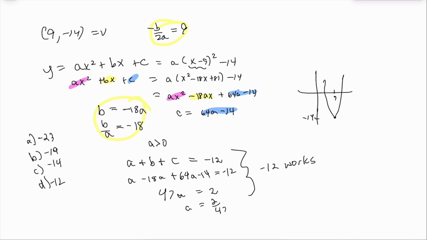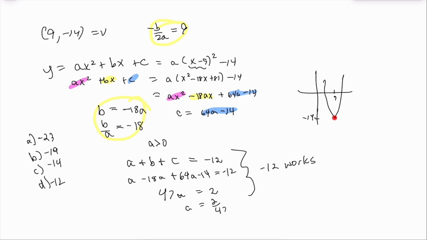If you multiply that out and you line things up, the x squared term doesn't tell you much. The bx is equal to negative 18ax. That gives you the same thing that the vertex formula gives you. And then we have this c is 64a minus 14. And what else do we know?